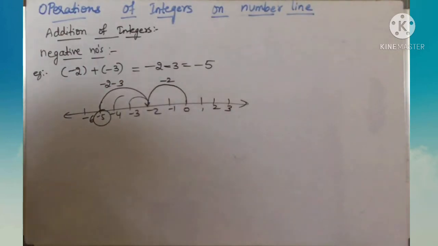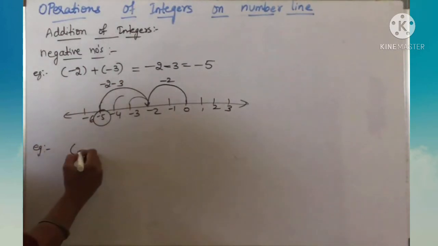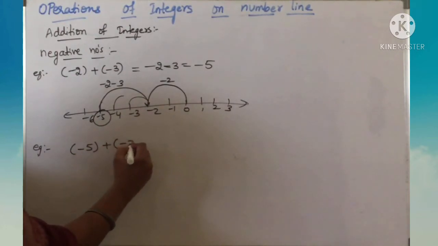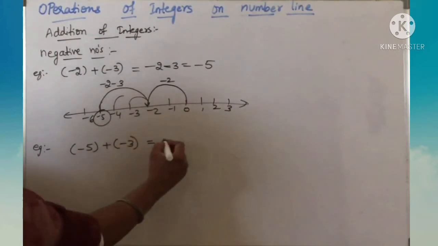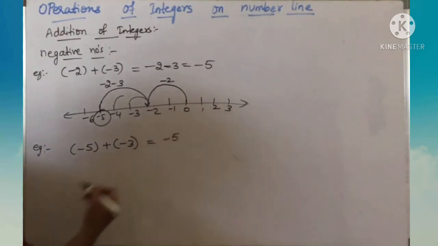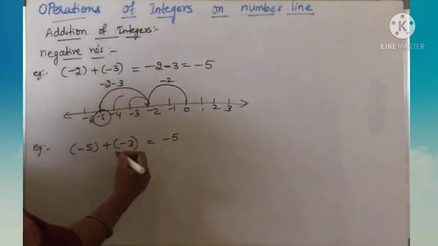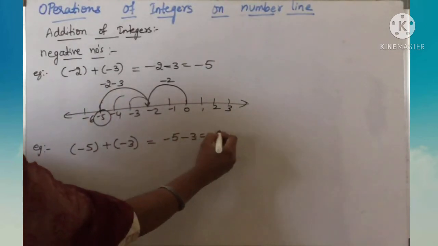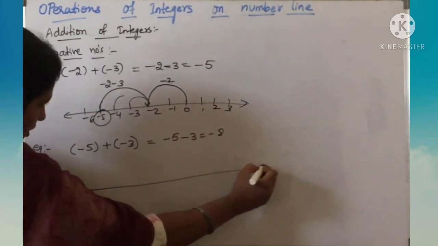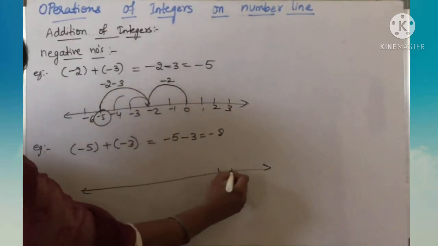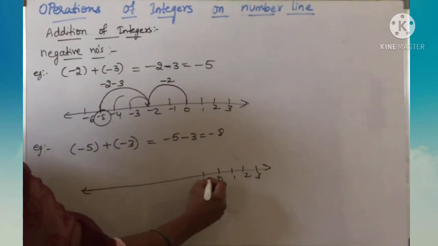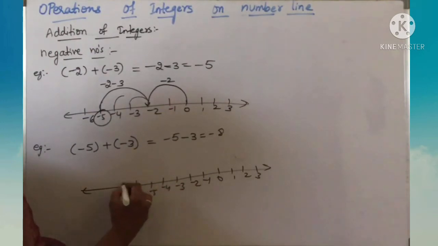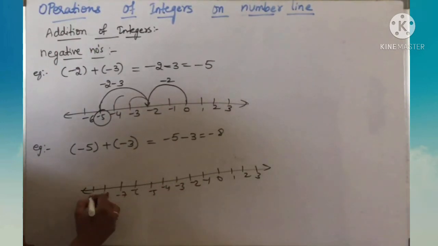So one more example we will take, children. Minus 5 and minus 3. So finally what is the answer you will get? Minus 5, when you add negative numbers, we should add and keep negative symbol. So minus 5 minus 3 gives you minus 8. So on the number line, here is a 0, 1, 2, 3, minus 1, minus 2, minus 3, minus 4, minus 5, minus 6, minus 7, minus 8, minus 9.